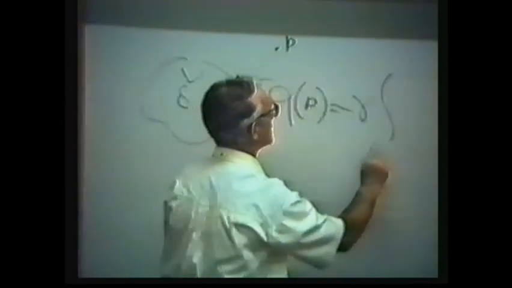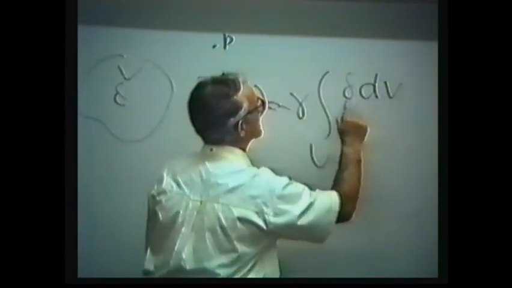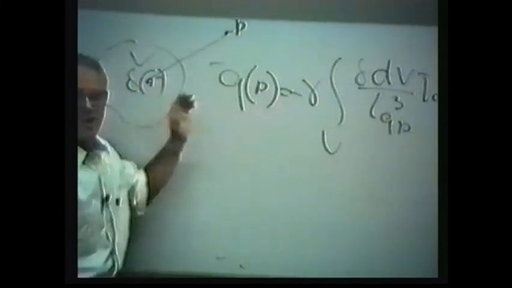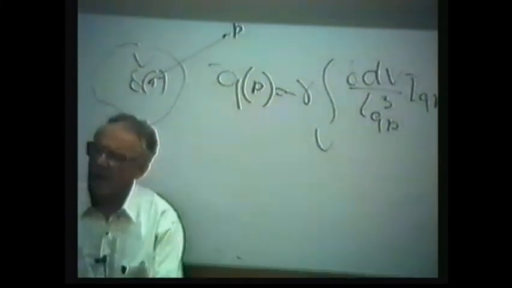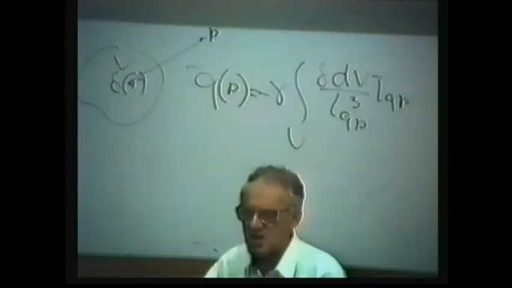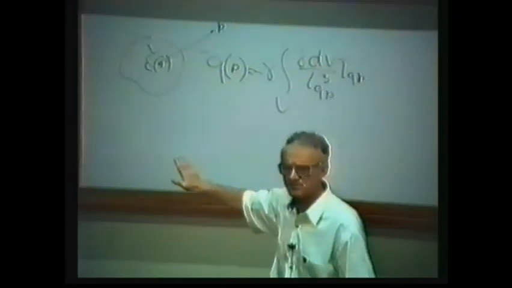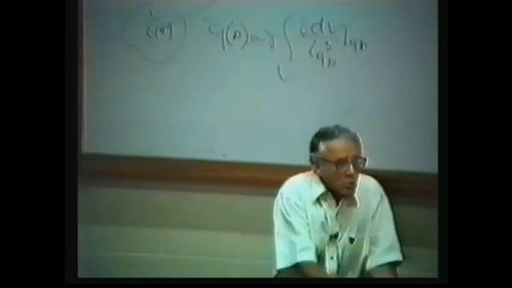Gravitational field equals gamma times the volume integral of delta V over L_QP cubed, times the vector L_QP. That's point Q, that's point P, and you use this integral or some simpler expression, but in effect this equation, and you will calculate at each point, inside the salt dome, outside the salt dome. Coulomb's law looks like Newton's law, but it's useless. That's what we have to understand. Otherwise, a lot will not be clear.